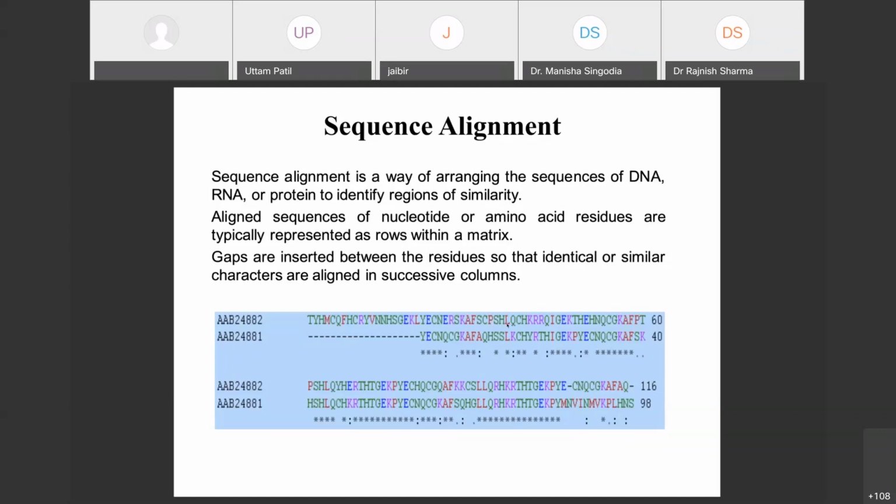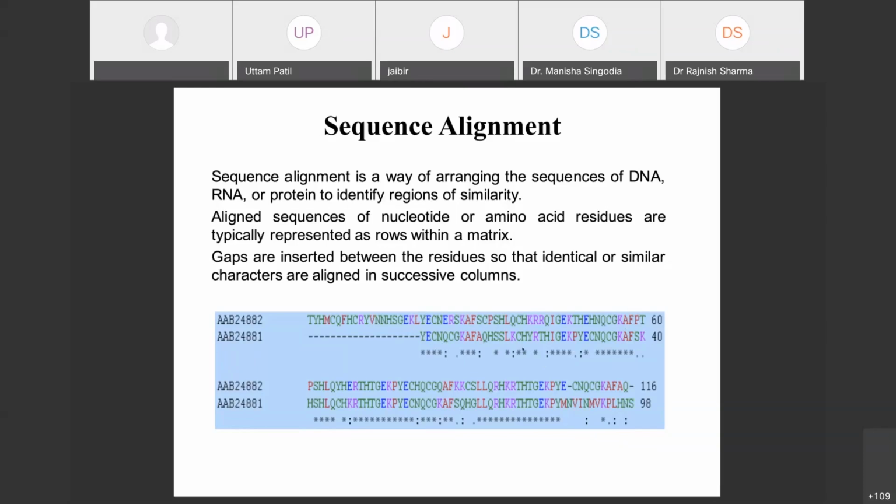You can say here this KRR, you know, so these are positively charged. Then you have E, which is negatively charged, hydrophobic, polar, and so on, are the amino acid residues. So if you see here, these two sequences are displayed in such a way that they show the degree of similarity, and the amino acids are placed in successive columns. So if you see here, this particular sequence is somehow aligned, and you can immediately see the level of similarity.